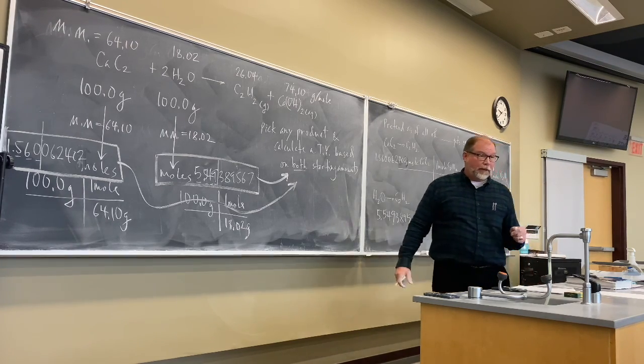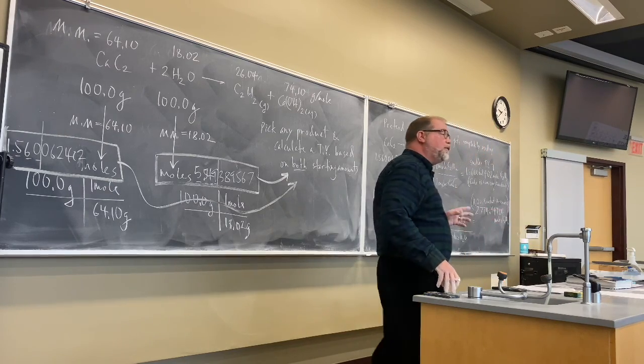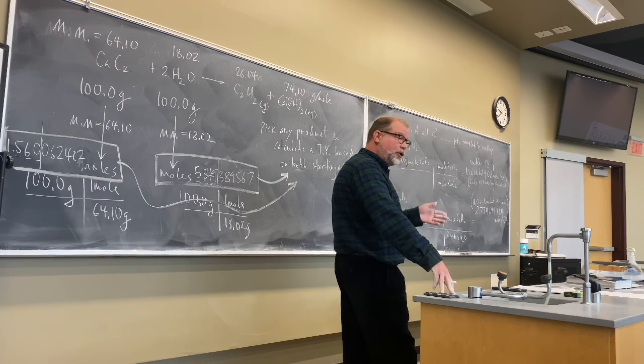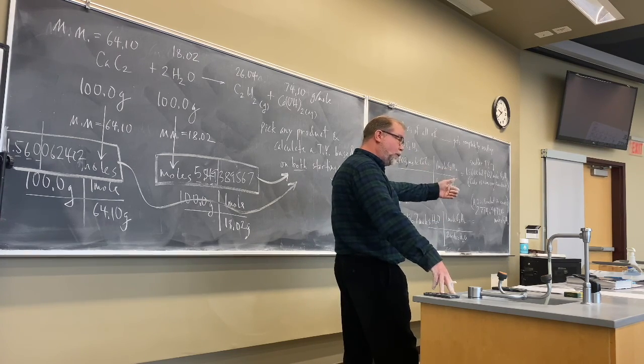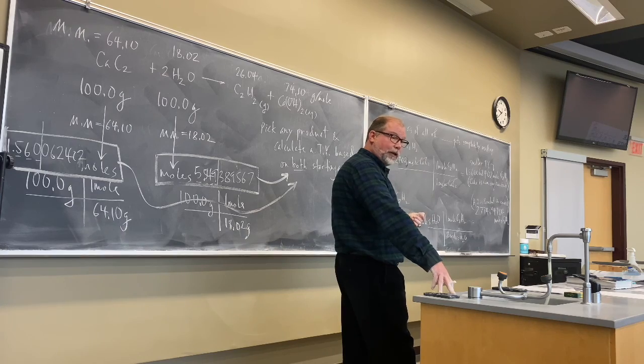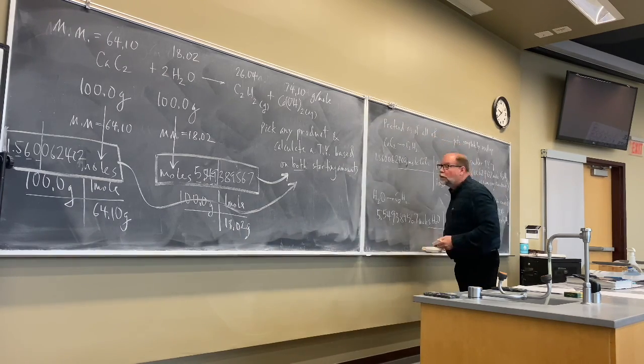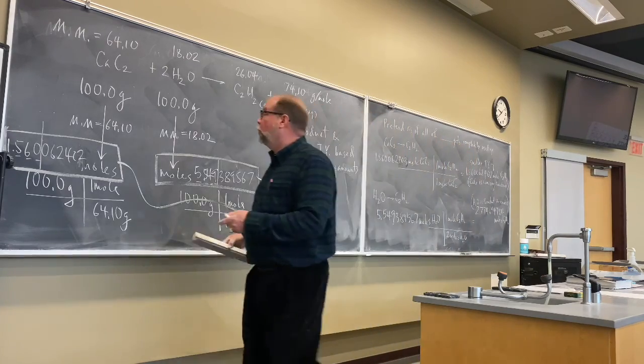So is everybody okay with that? This is a fail-safe method. Figure out what your limiting reactant is. If you had 10 reactants, you would calculate a theoretical yield of one product for all 10 of those reactants. And whichever theoretical yield was the smallest, that was going to be your limit. That's going to reveal your limiting reactant. So that's our final answer then? Nope. No, we're not done.